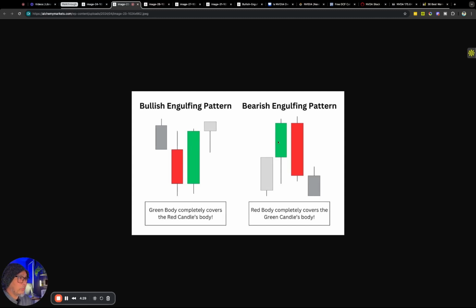And same goes for the opposite. This is a bearish engulfing pattern. So when price goes up and suddenly you see one big red candle that covers the previous body of the previous bullish candle, it may indicate that this is a strong resistance level and the price may reverse back to the downside.